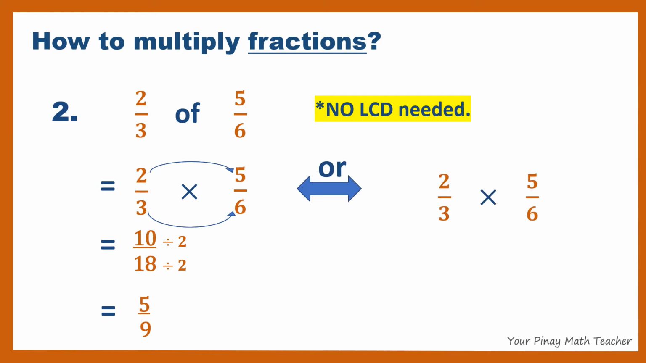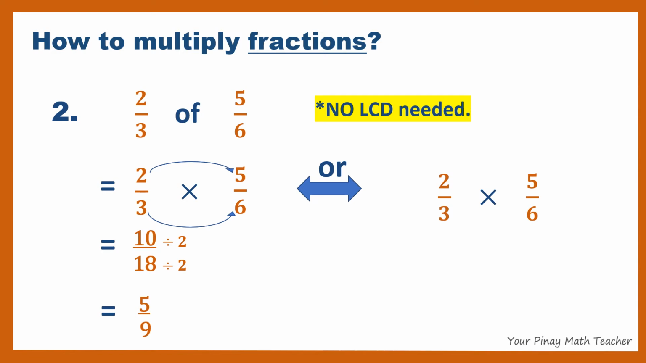The other method or solution is we reduce first 2/3 and 5/6 before we multiply them. By the way, when you reduce, you are allowed to reduce only a numerator and a denominator. It is wrong to reduce both numerators or both denominators.